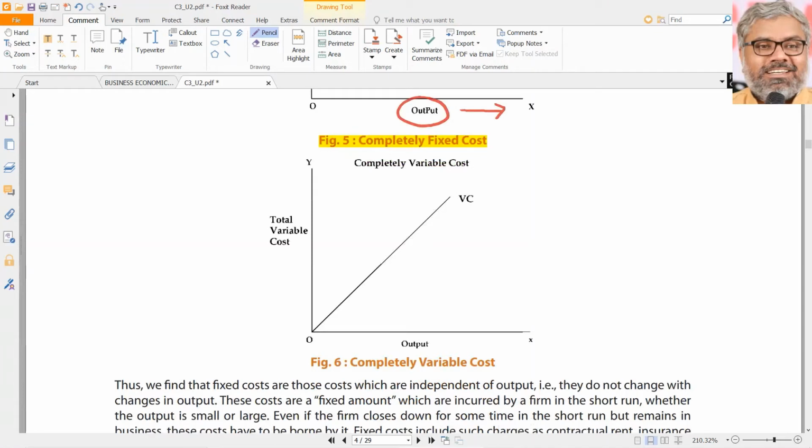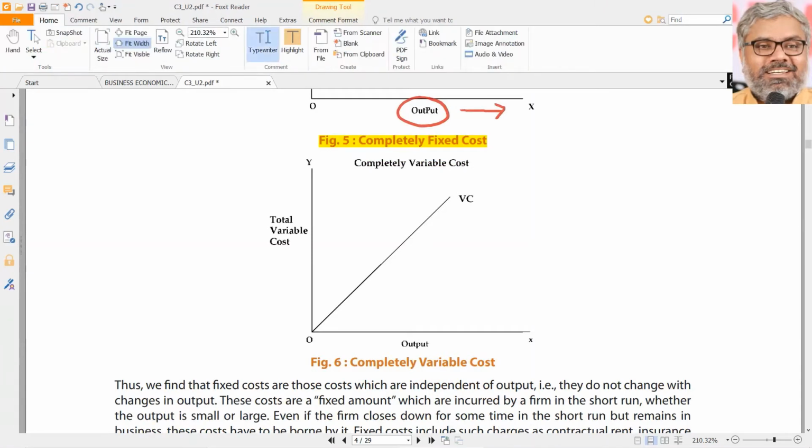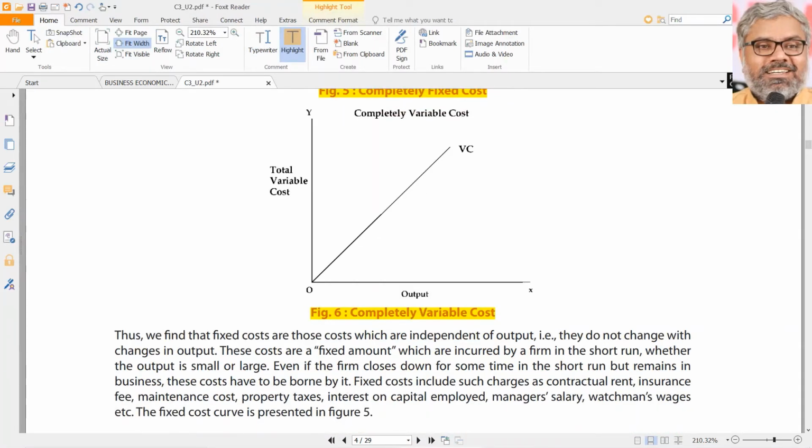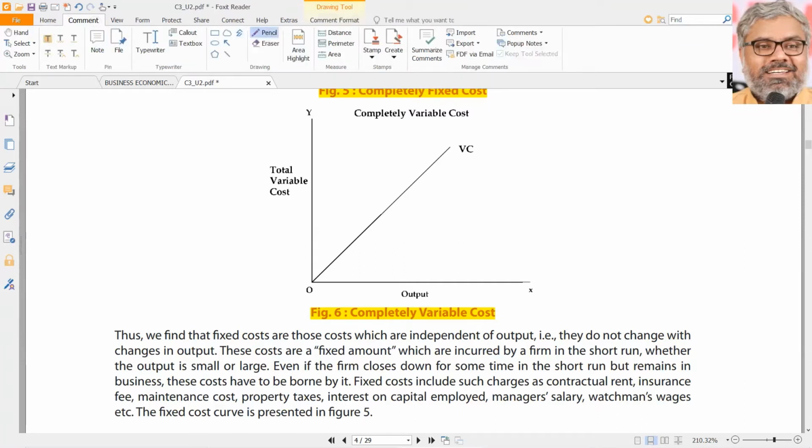Then figure number 6 tells us about completely variable cost. This is completely variable cost, and as the output increases, because variable cost in total will be in direct relation to the output. In other words, as the output increases, the variable cost also keeps on increasing. So that is why there is a direct relationship between output and total variable cost. Once again, the word total is important. So as the output increases, the total variable cost also increases.